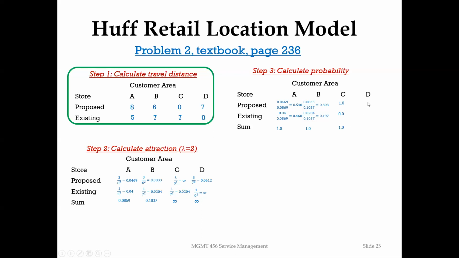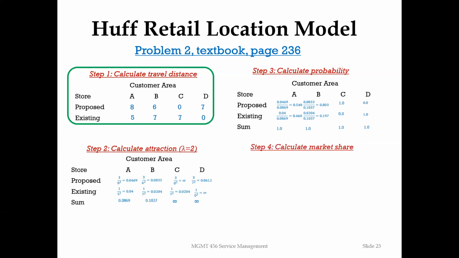For customer area D, first of all, attraction 0.0612 divided by infinite, so you get 0. Any number divided by infinite, you get a 0. Then for the existing store, it'll be infinite divided by infinite, so you get a 1. So total is 100%. Now we are done with step 3, calculate the purchasing probability.